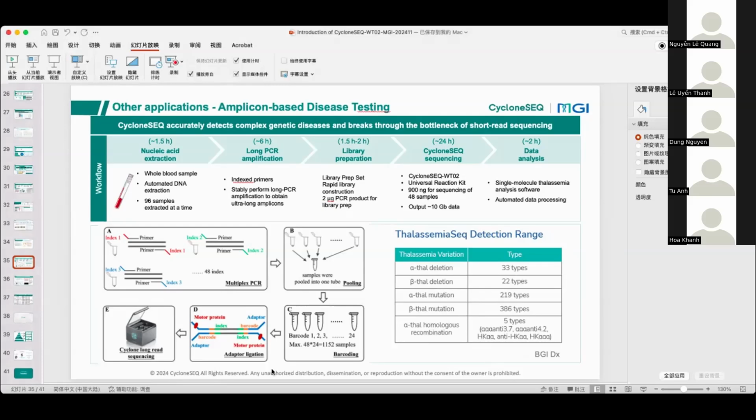So we also do the WGA for the BGI PGT-A, in support of IVF, and I really want to know whether anyone applies long read sequencing for this. We also want to amplify the whole genome amplification, WGA, and then do long read sequencing. How about the length of the amplicon for the PGT-A?